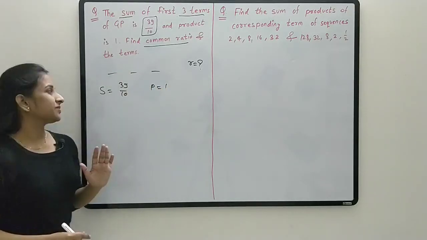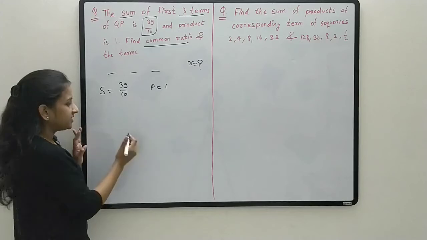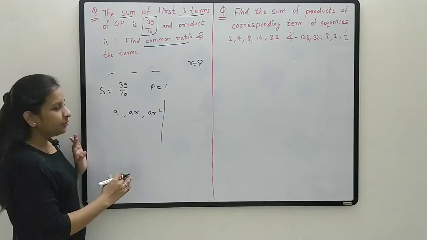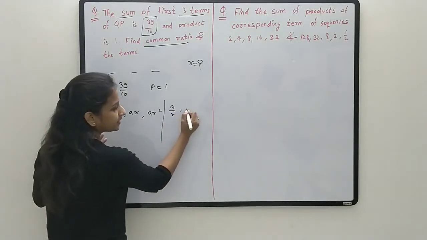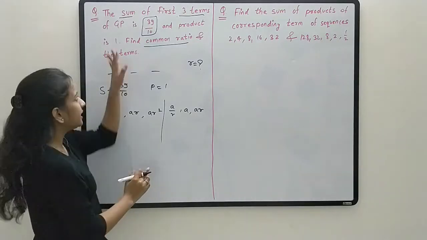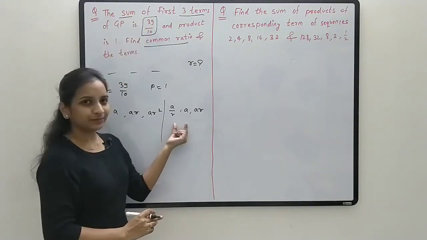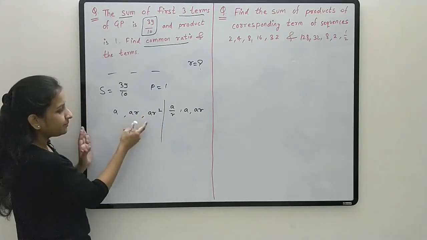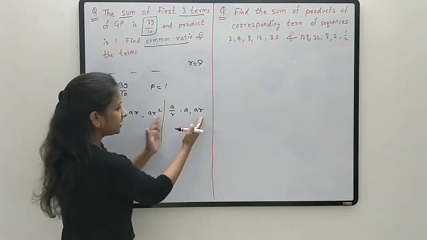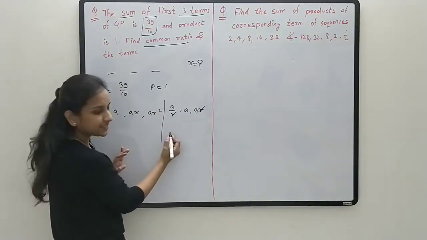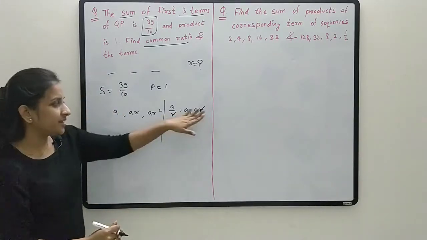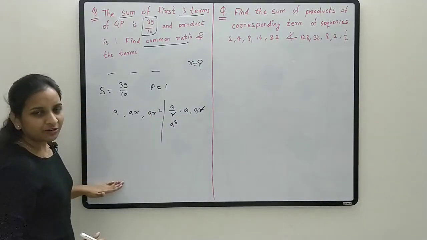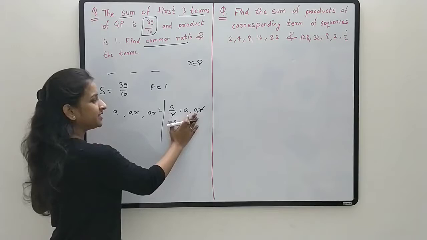Okay, understood the question? Now, here we can take general GP series A, AR, AR square. Okay, but it is advisable to take the terms like this: A by R, A and AR. Whenever they give three terms, it is advisable to take these terms. See, when we multiply, product of the three terms is 1. So when we multiply, here you will get some terms. But here when you multiply, R and R get cancelled. Directly you will get A cube. One variable is gone. So it is advisable to take three terms like this. You can take this, but the calculations are difficult. This is easy. So let's go with these terms.